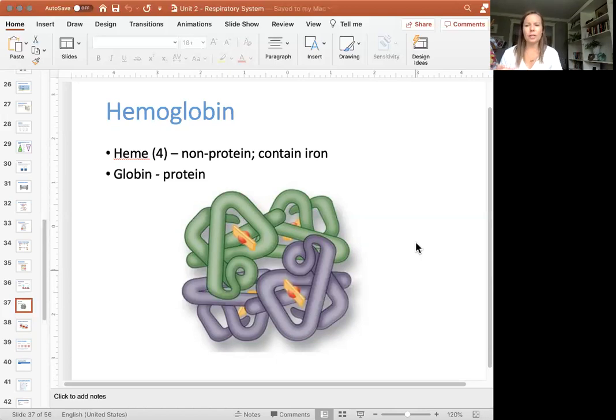When oxygen binds to the heme groups on hemoglobin, it forms a molecule that's called oxyhemoglobin. Oxygen molecules will bind to these heme groups one at a time. Every time an oxygen molecule binds to a heme group, it makes it easier for another oxygen to come in and bind to the second heme group. And then that makes it even easier for a third oxygen molecule to come in and bind to the third heme group. So they help each other out by making it easier for more and more oxygen molecules to come in and bind.